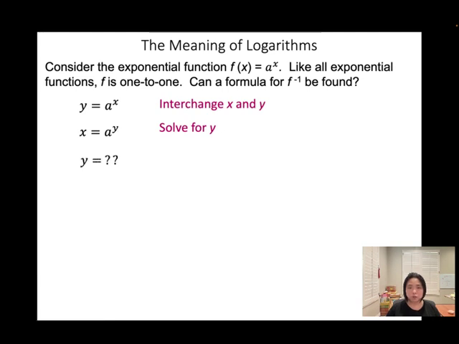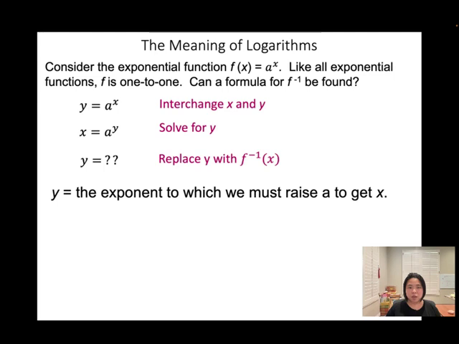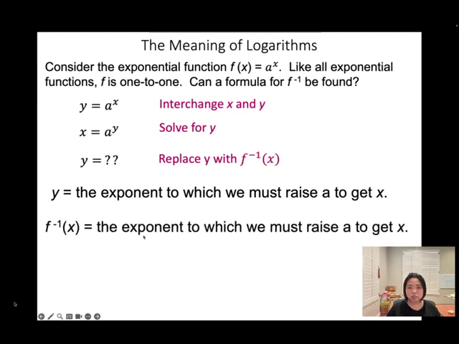We don't know how to solve for y, but we're supposed to have y equal to something in terms of x, and then that will be our inverse function, right? And what is y in here? Think about it. Y will be the exponent to which we must raise a to get x. One more time: y will be the exponent to which we must raise a to get x. That's your y. So this is also the inverse function.